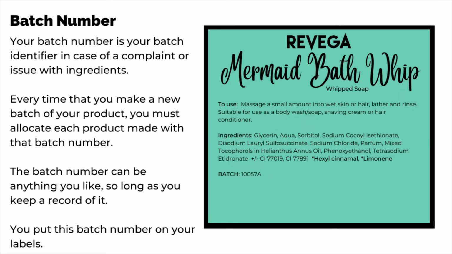Your batch number is your batch identifier. This is in case of any complaints or issues with ingredients. Every time that you make a new batch of your product, you must allocate each product made with that batch number. The batch number can be anything you like, so long as you keep a record of it, and you need to put it on every single one of your labels.